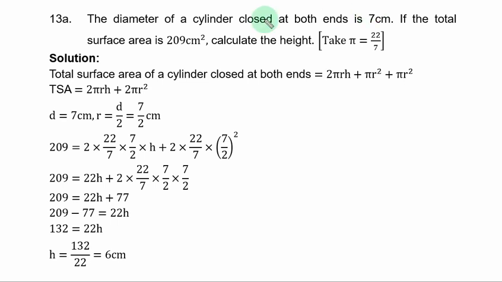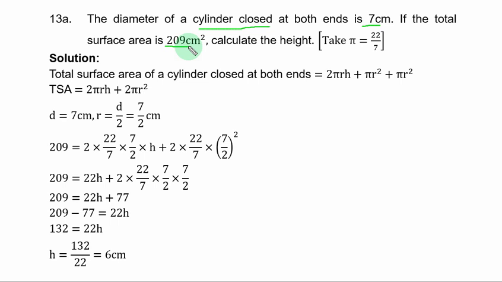Question 13a. The diameter of a cylinder closed at both ends is 7 cm. If the total surface area is 209 square centimeters, calculate the height.